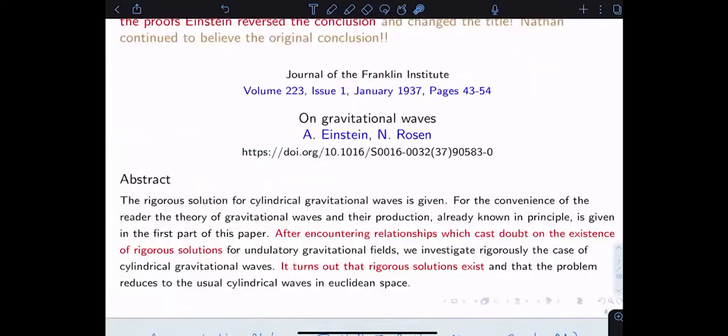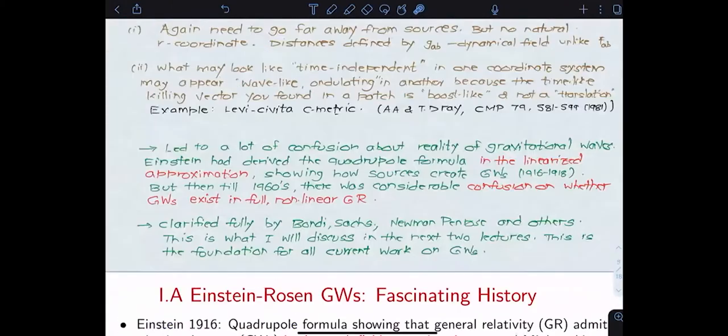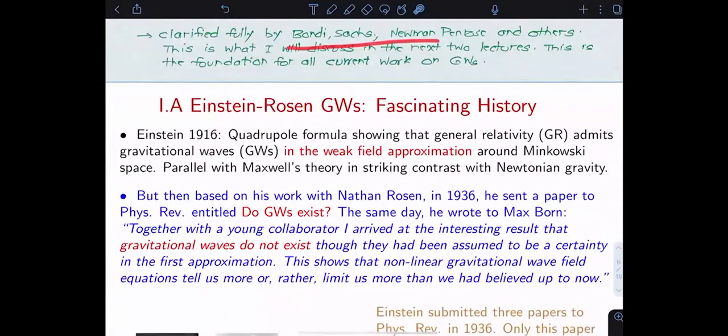The point of this was just to say that there was a lot of confusion about the reality of gravitational waves because of these coordinate effects in general relativity, and that was finally clarified by these people.